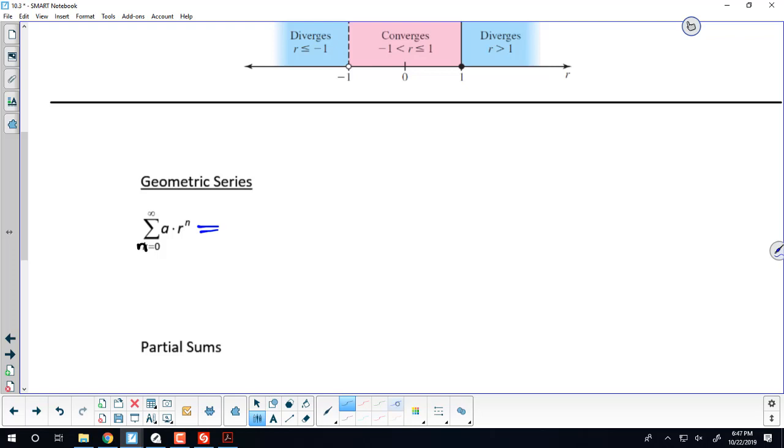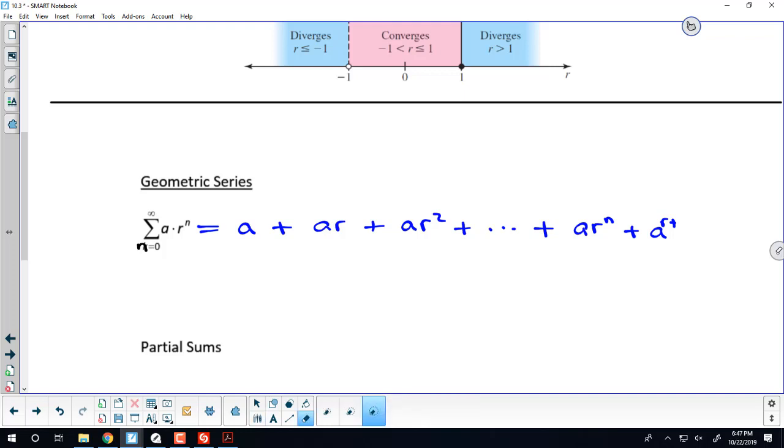The first term then would be a. The second term is when n is 1, ar to the first, plus ar squared, and so on and so forth. There's a times r to the n plus 1, etc.